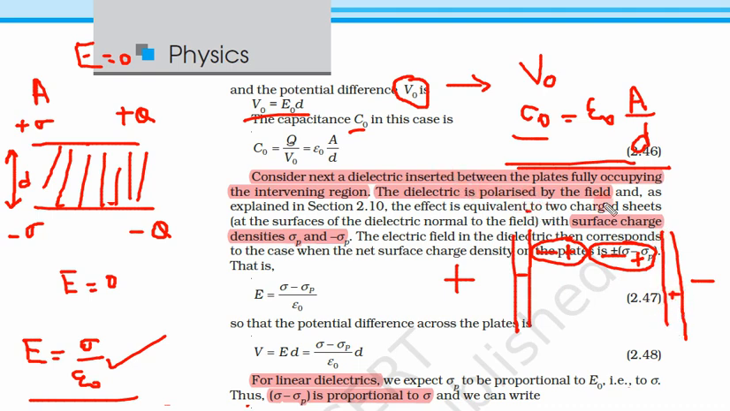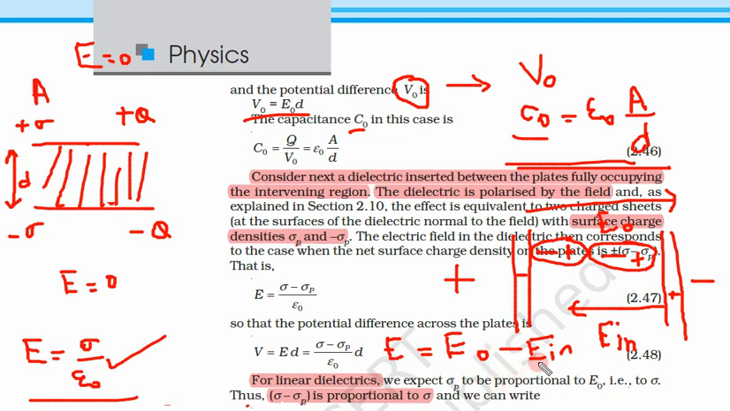So the initial field was E naught, this is the external field, and this dielectric will produce some internal field, E internal, as we discussed. The total field E is equal to, since both these are in opposite direction, E naught minus E in.